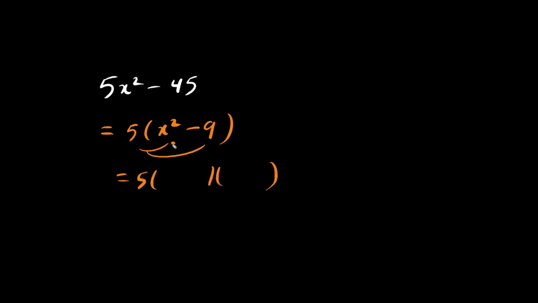This here is difference of squares. x times x is x squared. We write plus minus. What times what is 9? We have 3. So here is our fully factored answer.